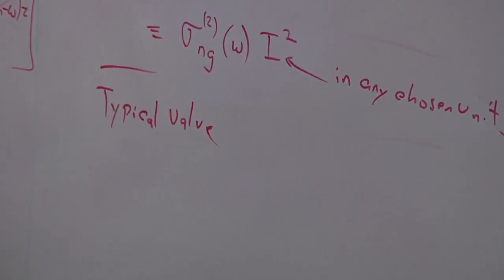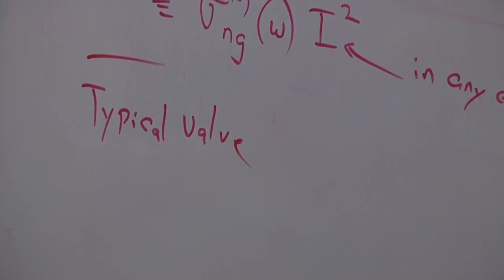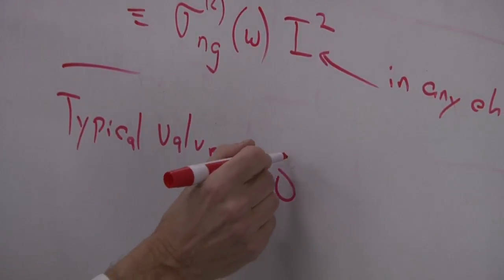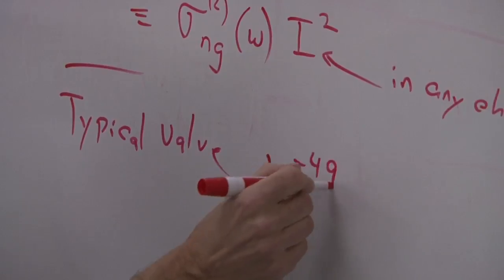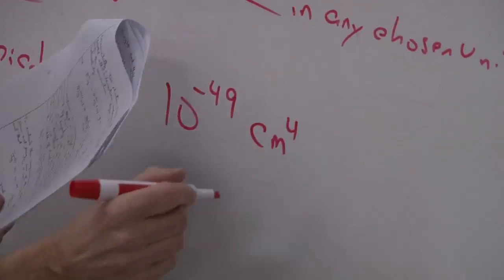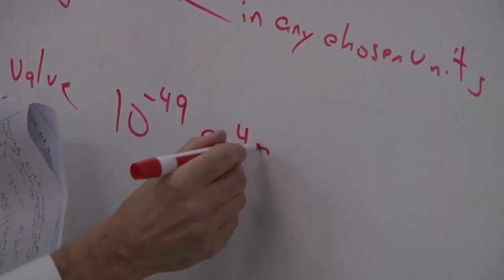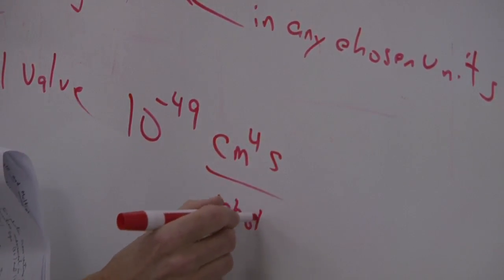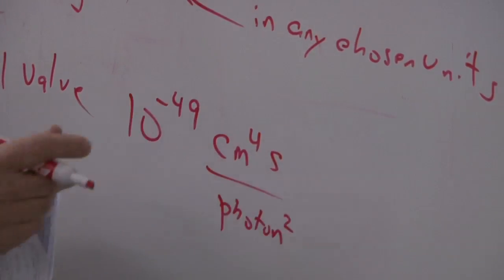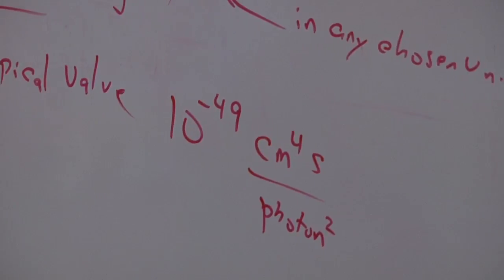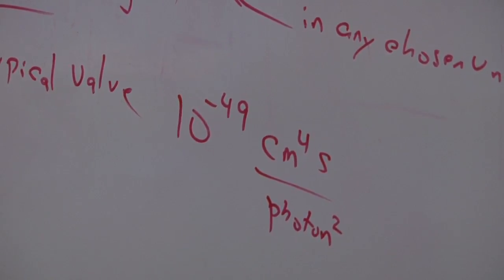So what is a typical value of the 2-photon cross-section? It's 10 to the minus 49 centimeter 4 seconds per photon squared. And does anybody happen to know the definition of a Goeppert-Mayer?